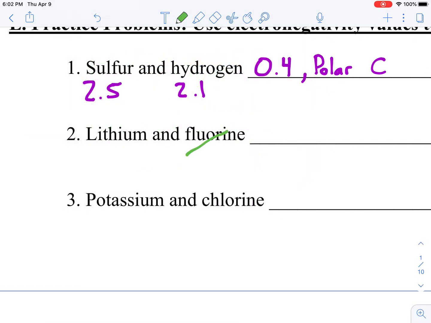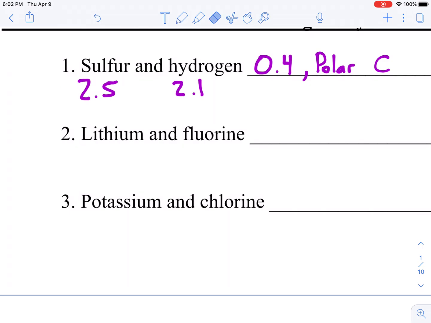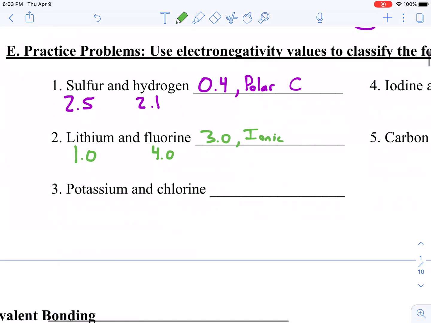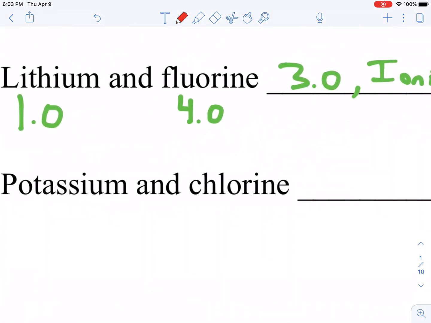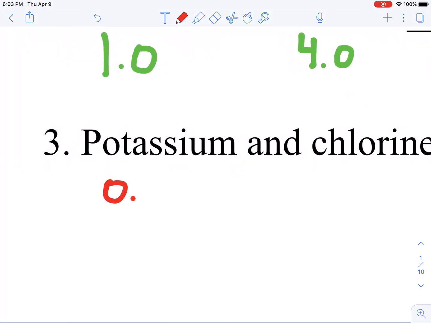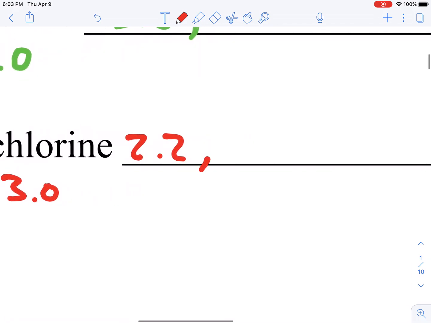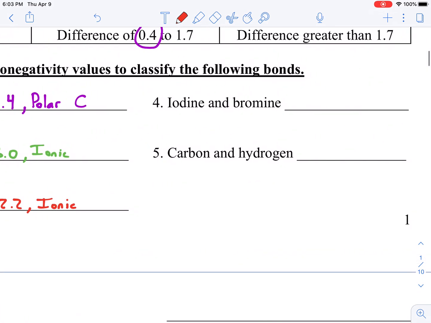So once you've rejoined, let's look at lithium and fluorine. Lithium has an electronegativity value of 1.0. Fluorine has an electronegativity value of 4.0. Difference between those is 3.0. That is greater than 1.7, so this is in the ionic category. Potassium and chlorine. Potassium is 0.8. Chlorine is 3.0. That's a difference of 2.2, which is greater than 1.7. So again, we have an ionic bond as the type of bond that would form between those two atoms.